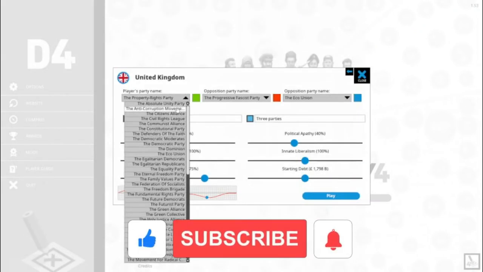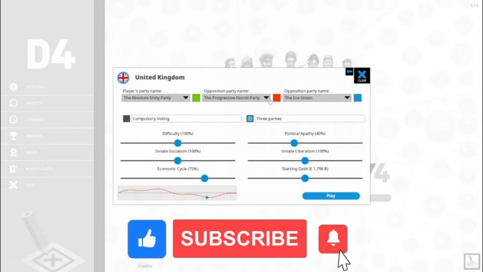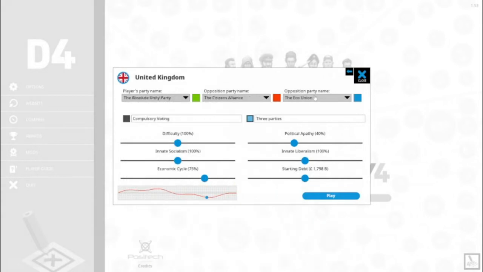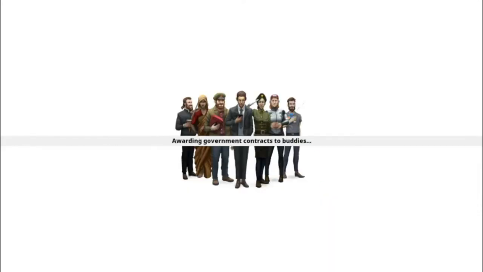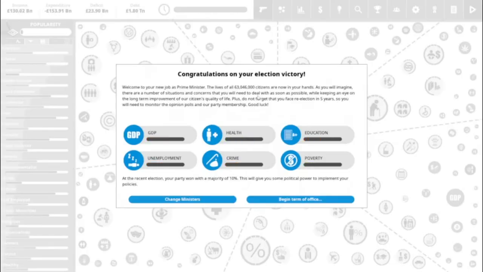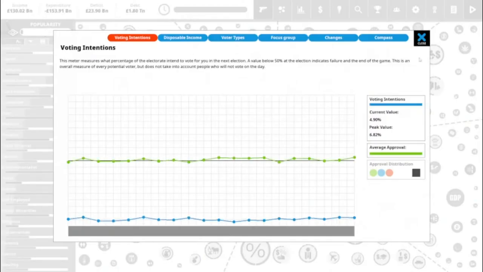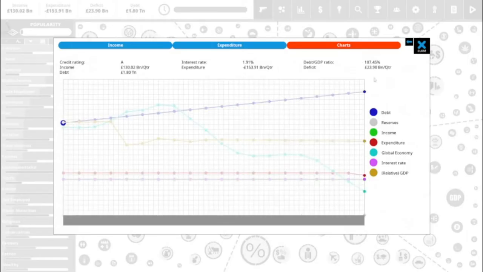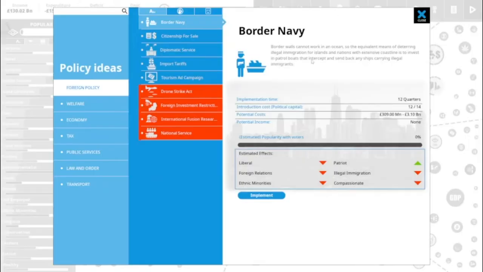The Property Rights Party, the Absolute Unity Party, the Citizens Alliance and the Eco Union. Let's go with that. Congratulations on your victory, right? This promises we're dead unpopular at the moment. Look at that. No way we're going to win the election. We're broke. Debt, debt, debt.